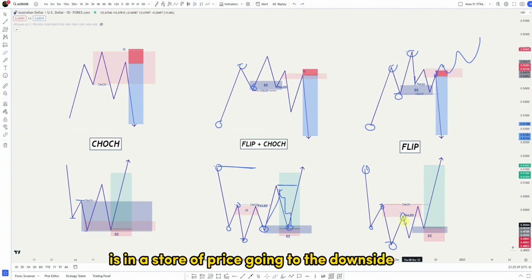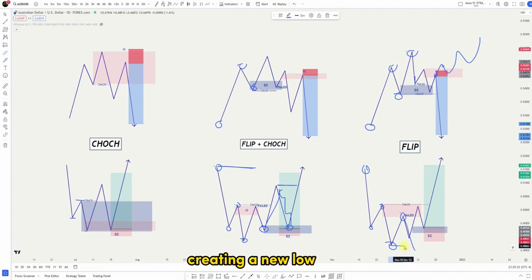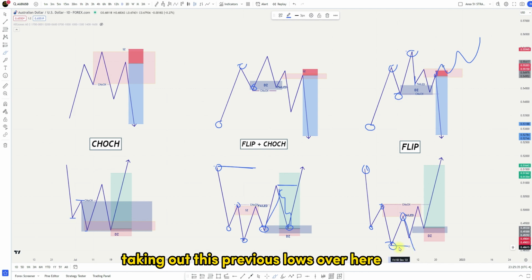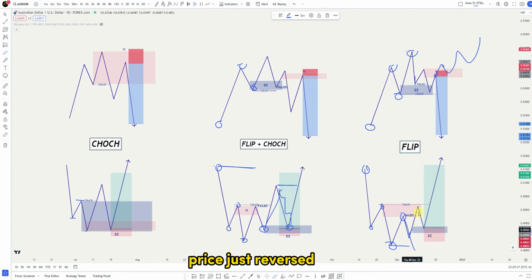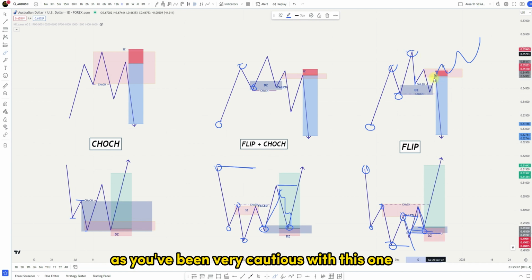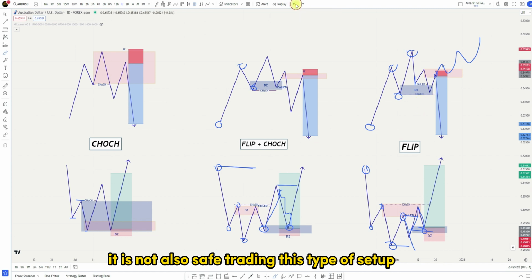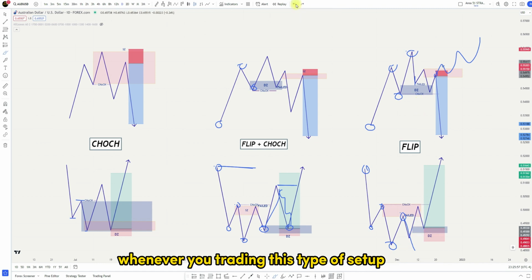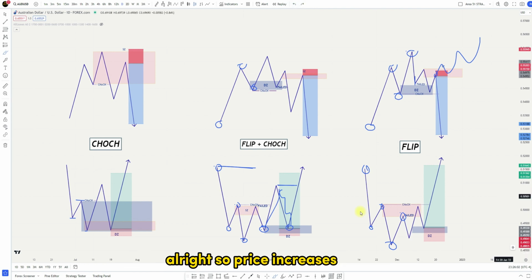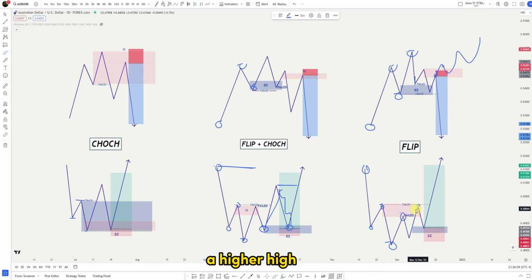What happened after that is, instead of price going to the downside, creating a new low, taking out these previous lows over here, price just reversed and took out the reaction zone, and then came back to retest the supply at the demand zone over here. Also, be very cautious with this one, as this is also a downtrend version of the previous one. It is not safe trading this type of setup either. Whenever you're trading this type of setup, try to be cautious and use proper risk management.